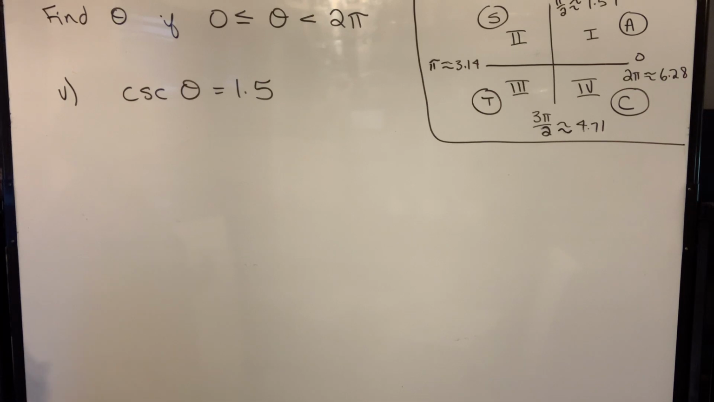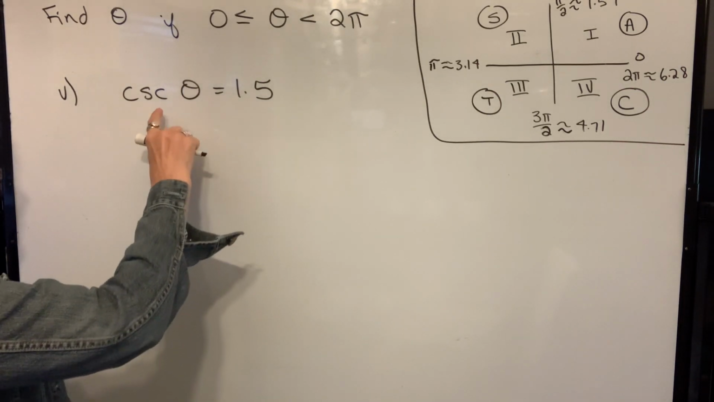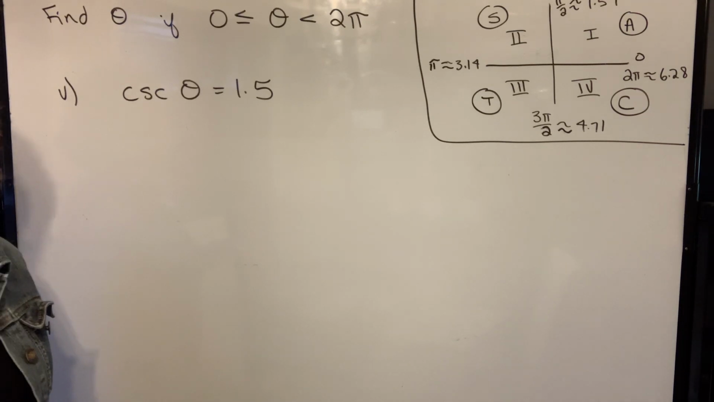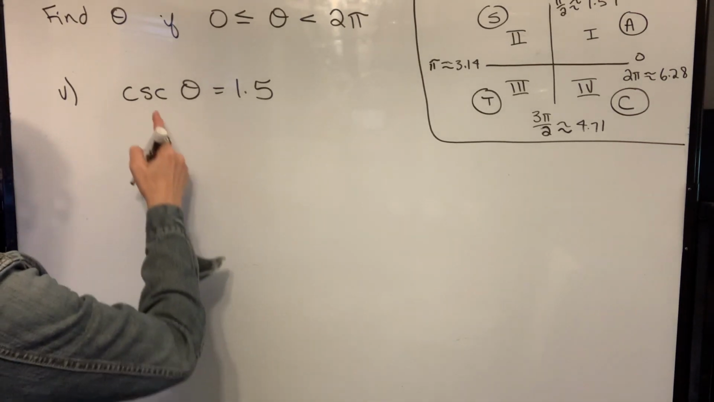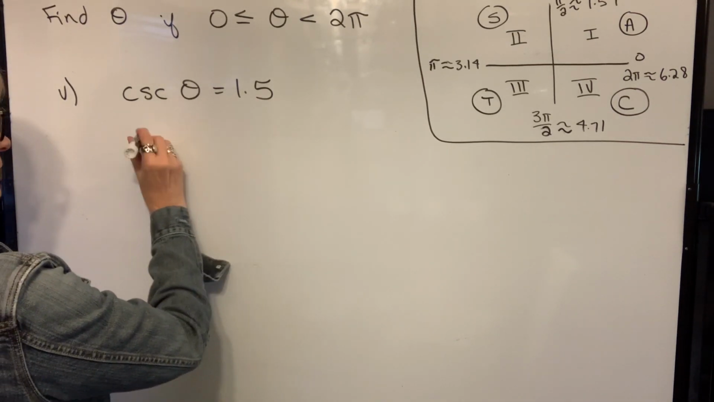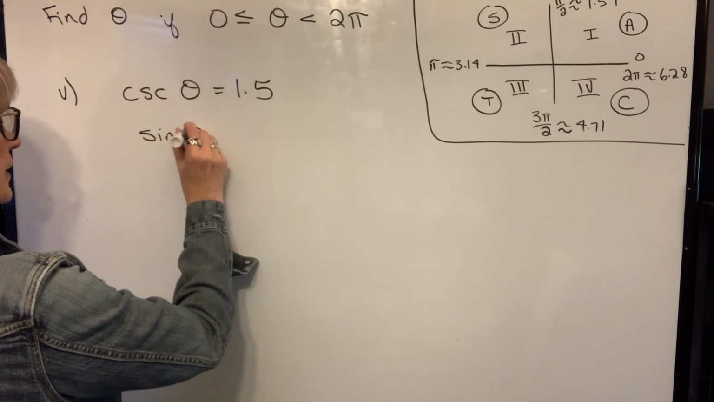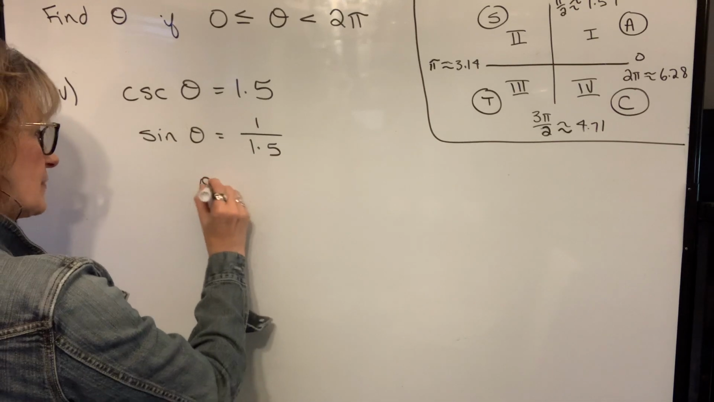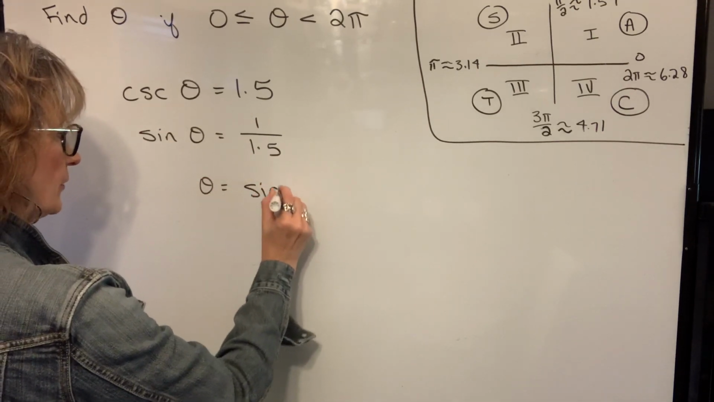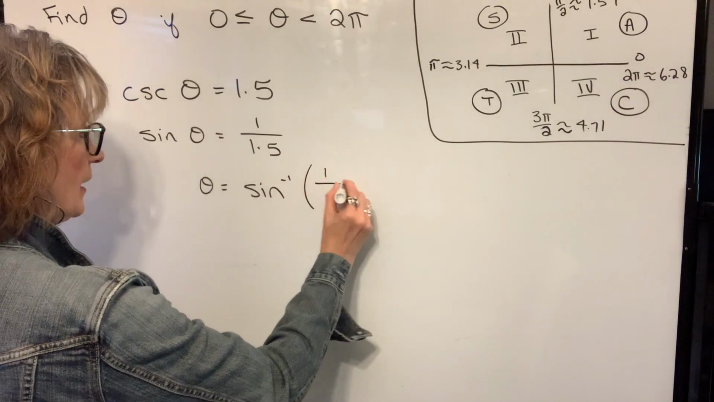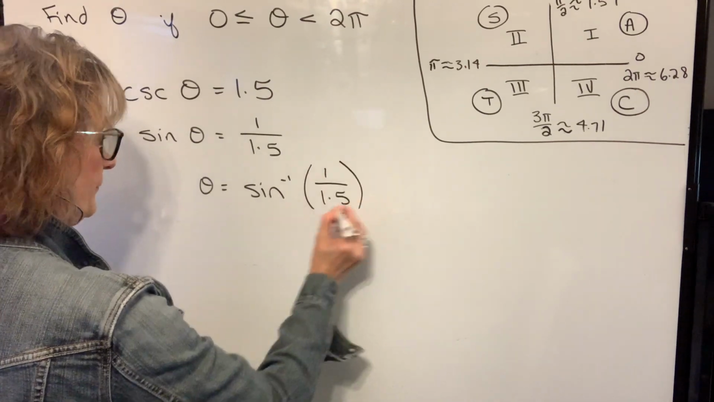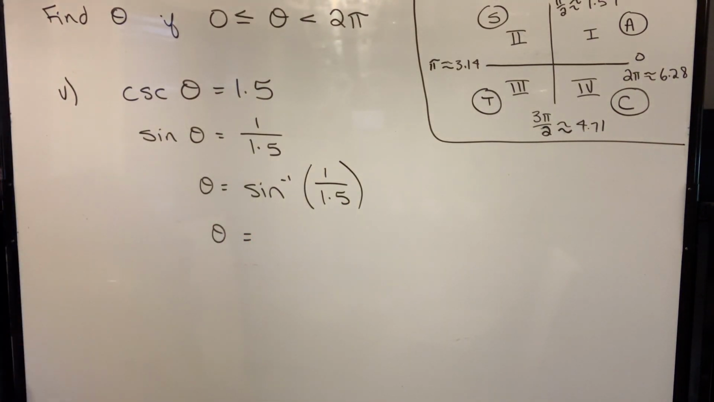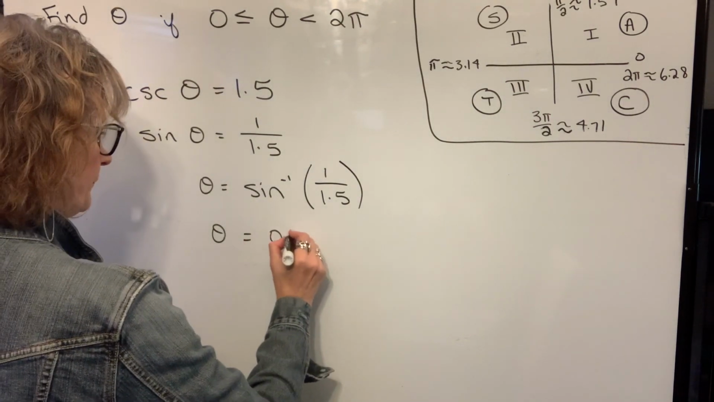Okay, my last example, I have a reciprocal function. Recall the cosecant function is the reciprocal of the sine function. So if cosecant theta is equal to 1.5, that means that the sine of theta will be the reciprocal of 1.5. That allows me to find my angle. I take the inverse sine of the reciprocal of 1.5. My calculator is in radian mode, so I get an answer of 0.73.